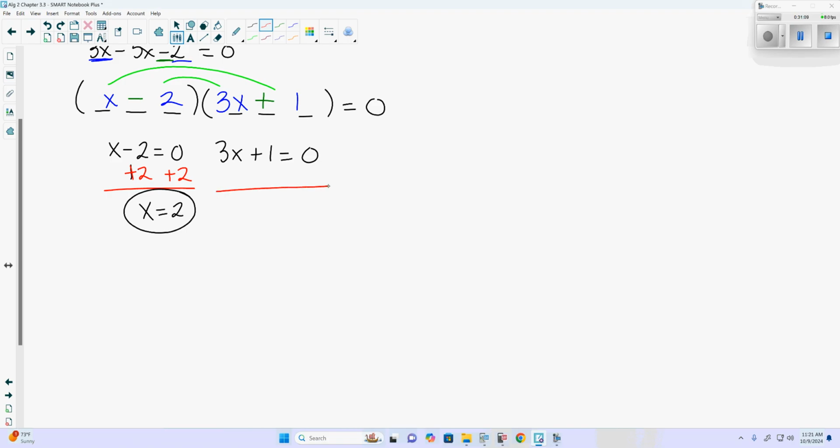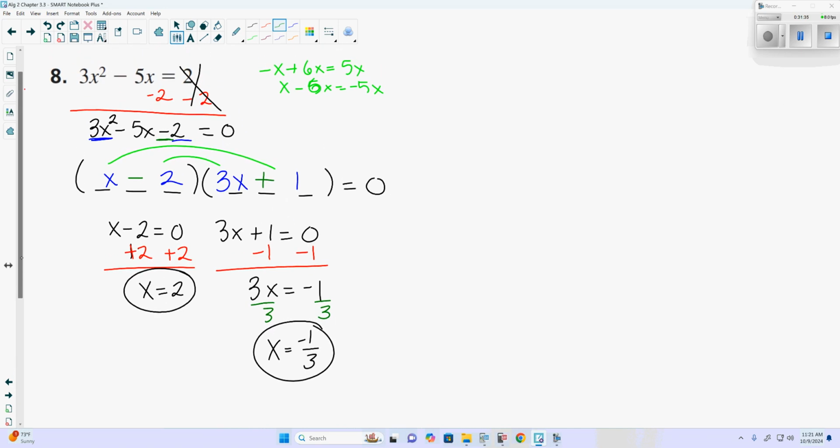But the 3x plus 1 equals 0. First thing we can do is subtract 1 from both sides, telling us 3x is equal to negative 1. And then we can divide by 3. It says that x is equal to negative 1/3. Questions on this here?